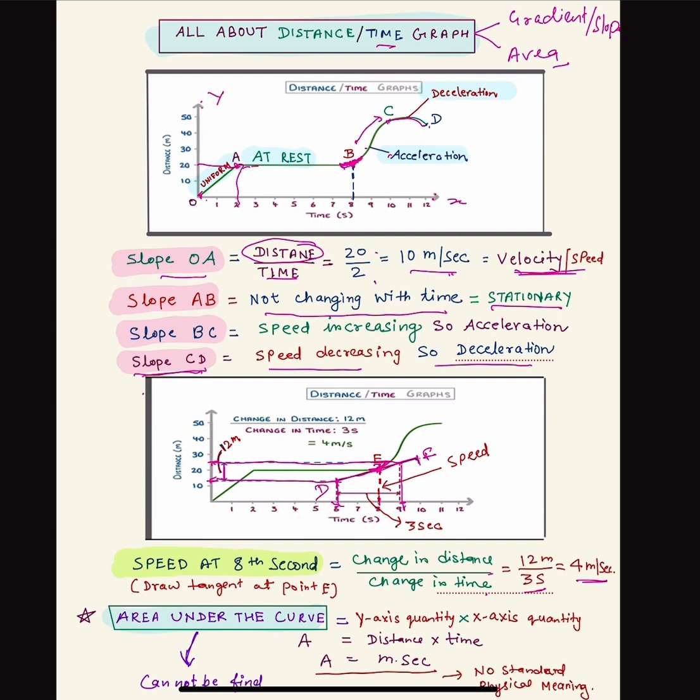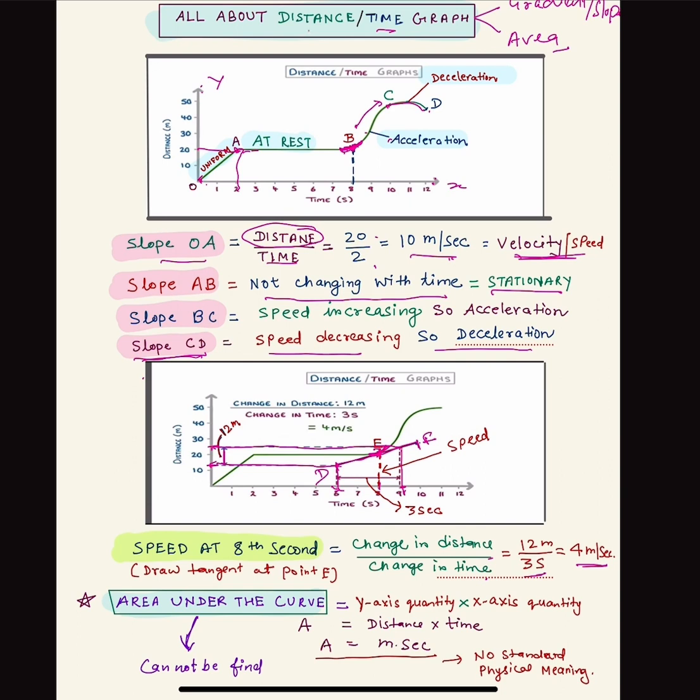Now you know how to find the slope for the distance time graph. Now second, area under the curve. For a distance time graph we cannot find area under the curve. Why? Because area under the curve is given by multiplication of the y-axis quantity and the x-axis quantity. On the y-axis there is distance, on the x-axis there is time, so area will be distance into time. Distance unit is meter, time unit is second. But area is not meter into second, area is meter square.